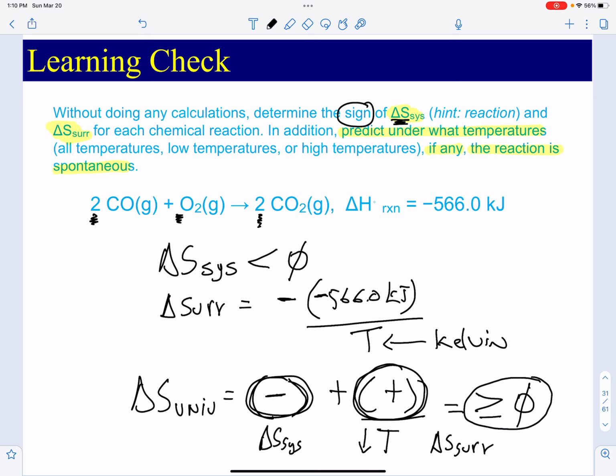So to be spontaneous, the change of the entropy of the universe has to be bigger or equal to 0. We know that the entropy of the system in this case is negative, and the entropy of the surrounding is positive. Since we're dividing by the temperature, we want the positive to be the biggest it can be. So when you add it to the negative, it will give you positive. So that's how we approach this problem.